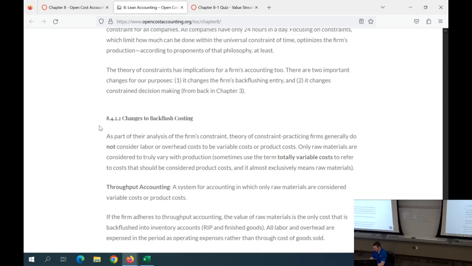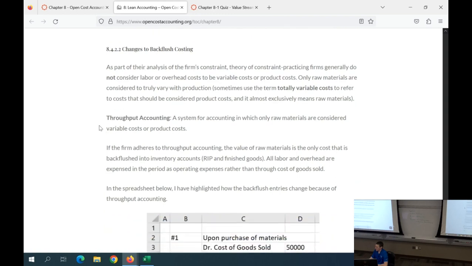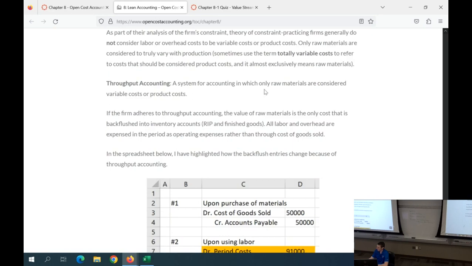Basically, what it does for our purposes is it changes the backflush costing ever slightly. I said what it did already on Tuesday. Let me read what I wrote here. As part of their analysis of the firm's constraint, theory of constraint practicing firms generally do not consider labor or overhead to be variable costs or product costs. Only raw materials are considered to truly vary with production. Sometimes the term totally variable cost or truly variable cost refers to these costs that should be considered product costs, and it almost exclusively means raw materials. All right, so throughput accounting, a system of accounting in which raw materials are considered variable costs or product costs. Only raw materials.